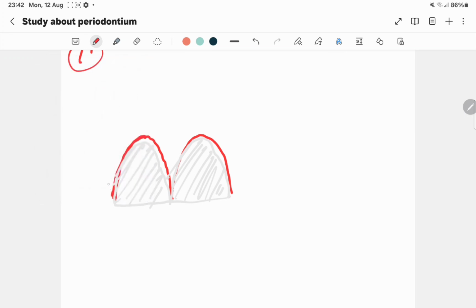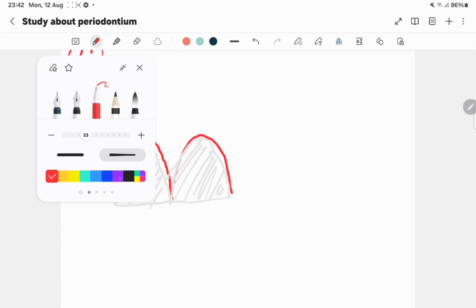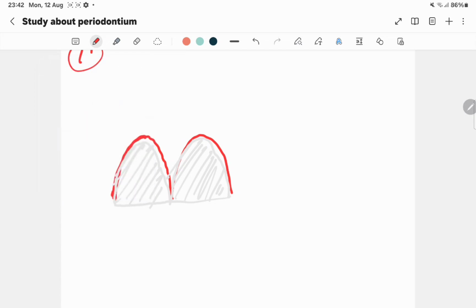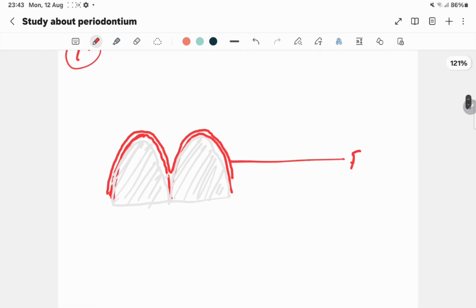Now this is your gingiva. So there's a free portion of the gingiva, which is only at the margin. So this is known as free or marginal gingiva.